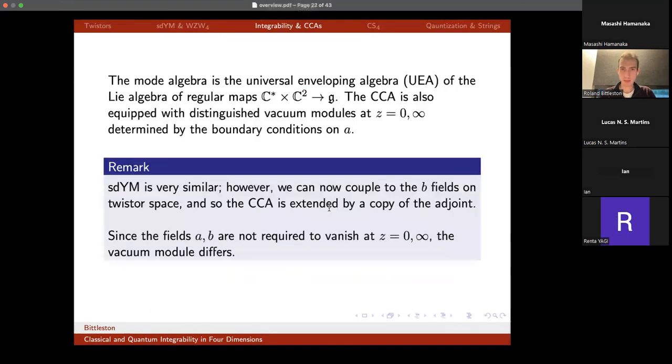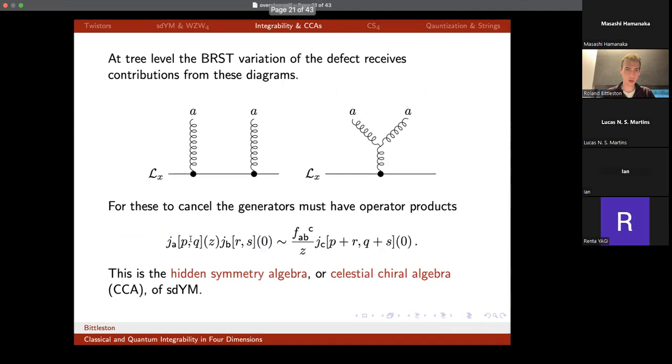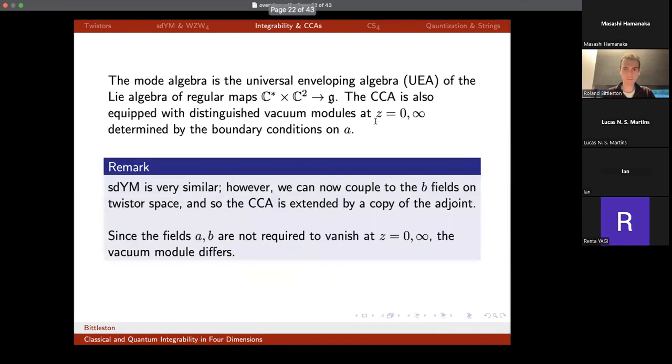Okay. Yeah, so we can state that precisely. The mode algebra of this vertex algebra is just the UEA of the Lie algebra of regular maps from C star cross C squared to G. So the C star is just that loop, that dependence on the parameter Z, and the C squared are these polynomials, these non-negative integer variables. So I'm thinking of these as the coefficients of some polynomial.